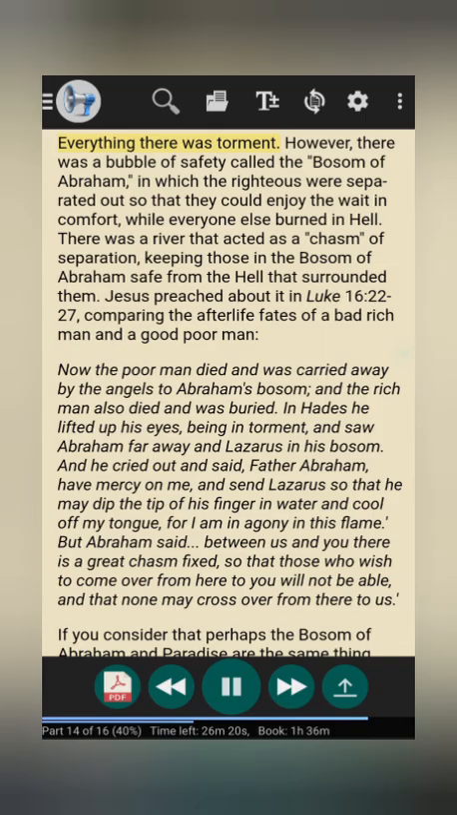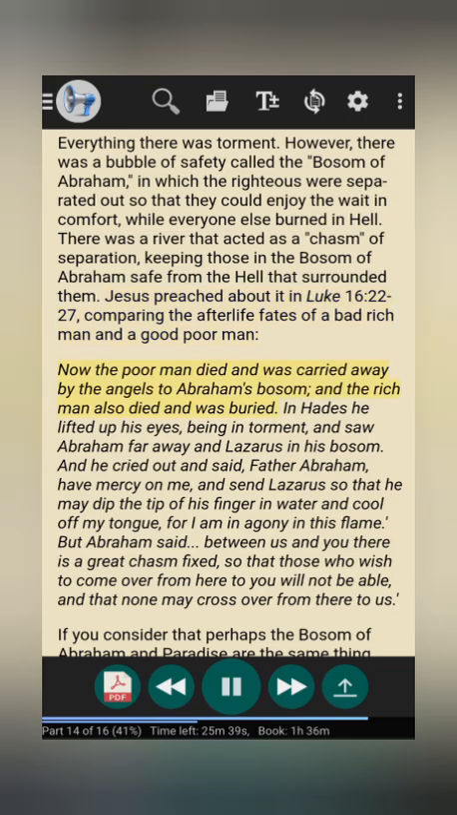Everything there was torment. However, there was a bubble of safety called the bosom of Abraham, in which the righteous were separated out so that they could enjoy the wait in comfort, while everyone else burned in hell. There was a river that acted as a chasm of separation, keeping those in the bosom of Abraham safe from the hell that surrounded them. Jesus preached about it in Luke chapter 16, verses 22 to 27, comparing the afterlife fates of a bad rich man and a good poor man.